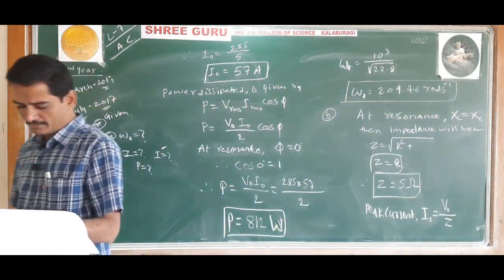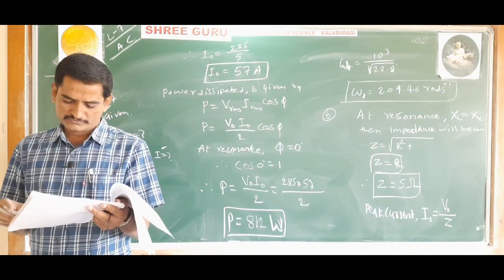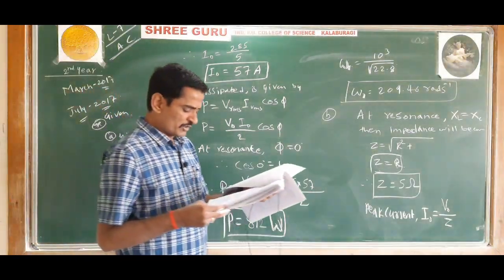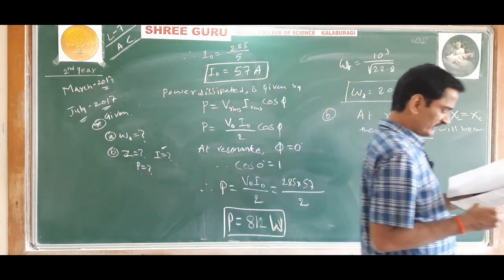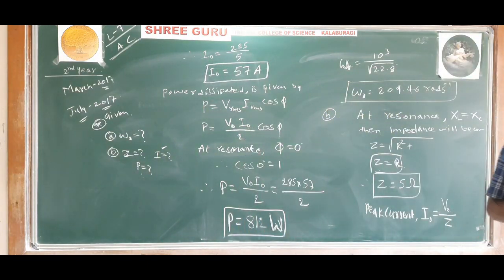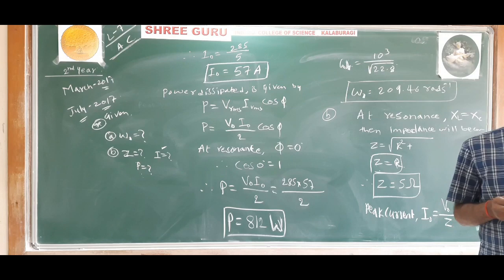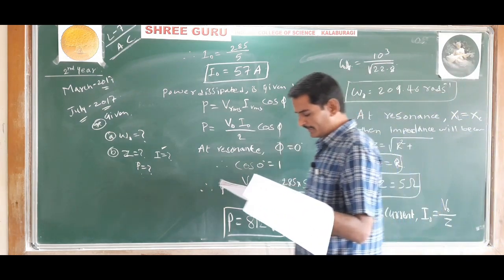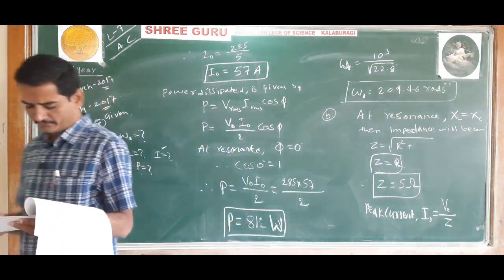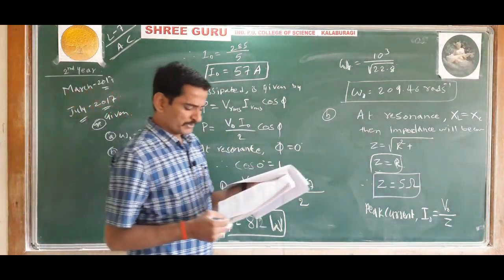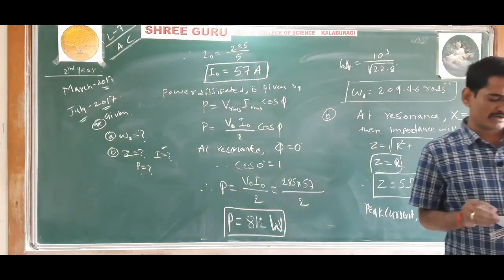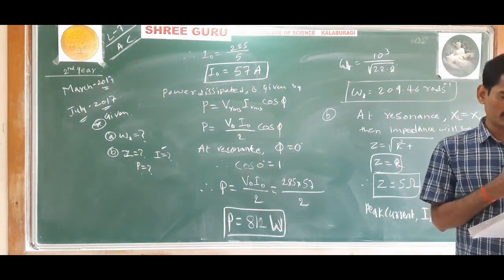March 2015. 3 marks question. I will read the question. Show that voltage leads current by pi by 2 when AC voltage is applied to pure inductance. This is for 3 marks. And one more is a numerical. Numerical we have already calculated.